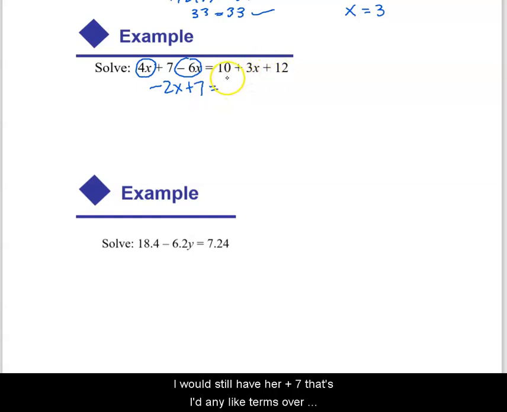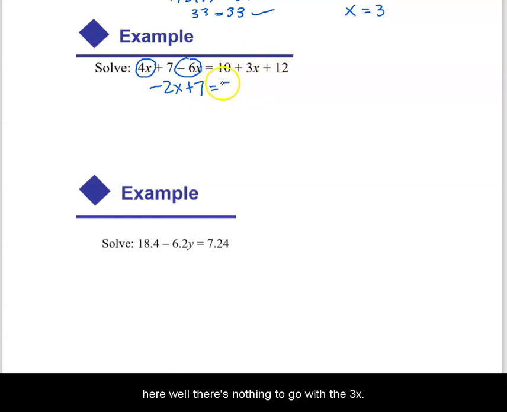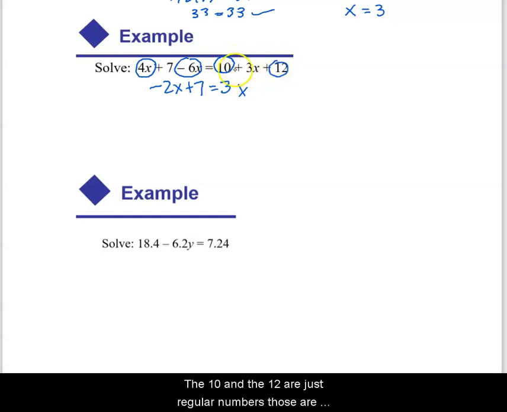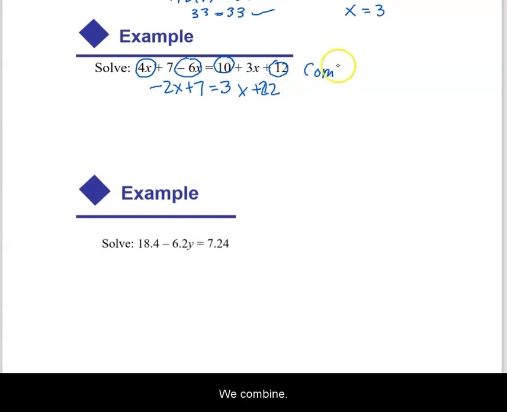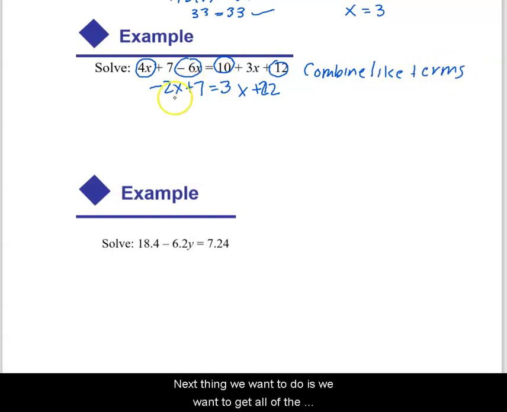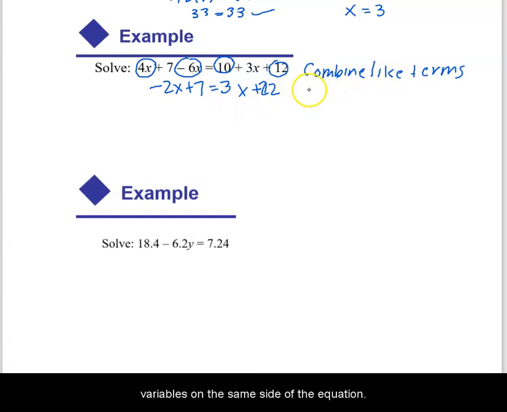Any like terms over here? Well, there's nothing to go with the 3x, but the 10 and the 12 are just regular numbers. Those are like terms, and 10 and 12 would add together to be 22. Okay, so we combine like terms. Okay, the next thing we want to do is we want to get all of the variables on the same side of the equation.